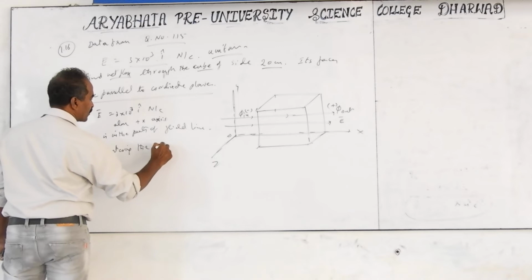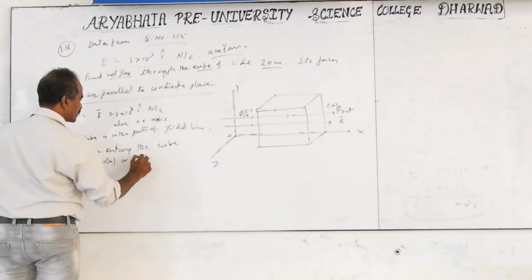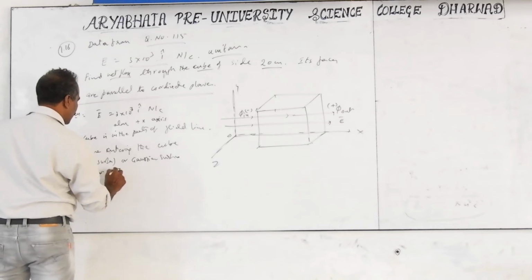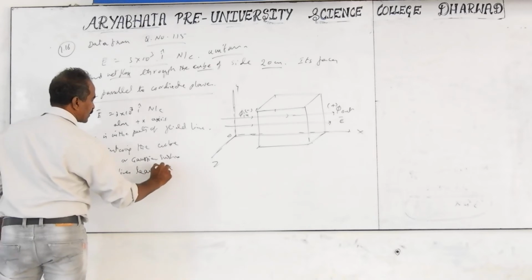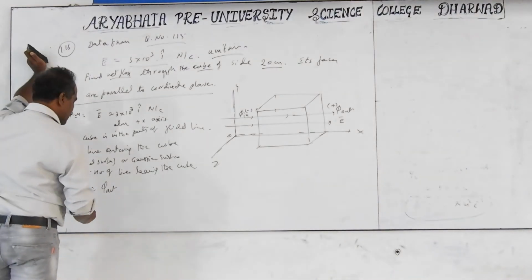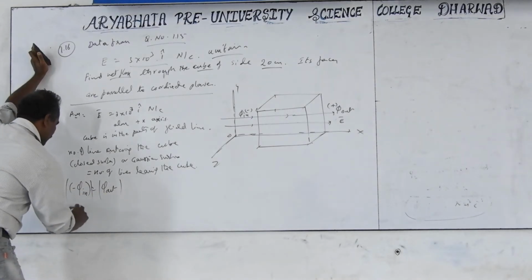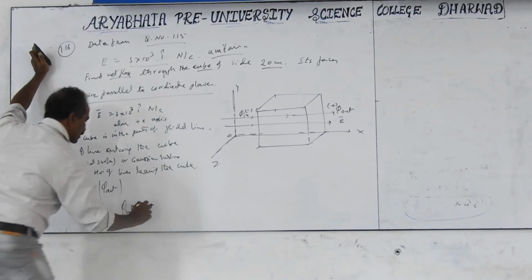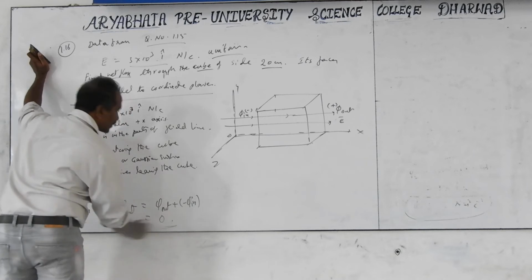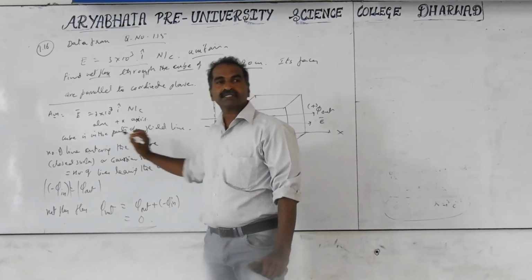Entering the cube, we take this cube as a closed Gaussian surface. Number of lines entering the cube or Gaussian surface is equal to number of lines leaving the cube. That means flux in equals flux out. Flux in is negative, flux out is positive. Total net flux is flux out plus flux in, with flux in being negative. Because the number is same, it becomes equal to 0. Net flux is 0. We did not write the diagram on this, it simply mentioned the words: lines entering equal to lines leaving means net flux is 0.